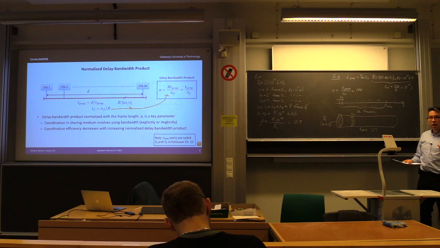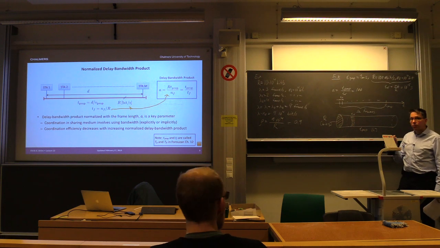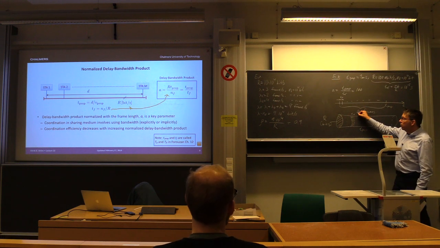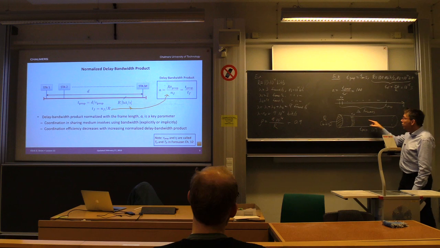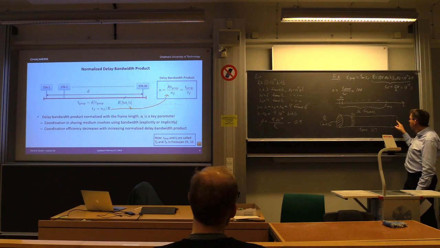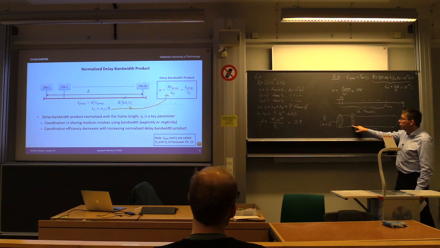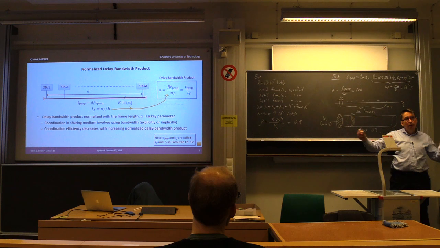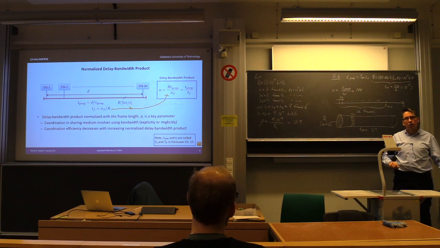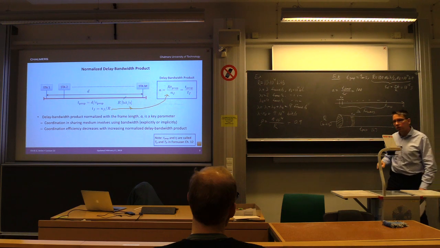Now we can start to think about why this is a problem when we have a large A. If we want to coordinate transmission from this end to this end, it takes 100 frame durations before somebody on this end knows that a frame has been transmitted from the other end. So here we have these large delays between two ends of the medium, and that causes problems in coordination.